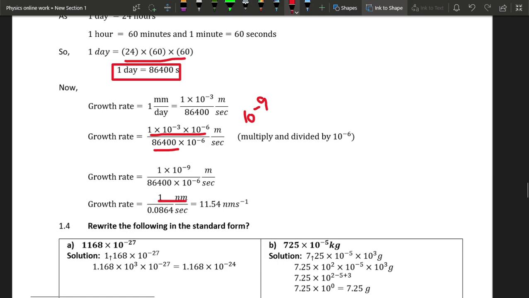When we divide 1 with 0.0864, we get 11.54, and now it is in nanometer per second. So the growth rate in nanometer per second will be 11.54 nanometer per second.